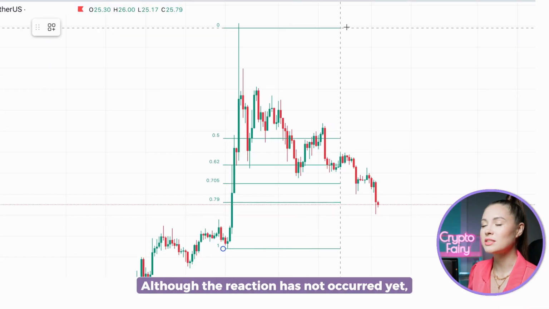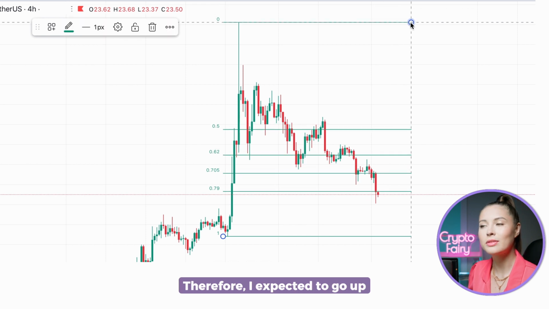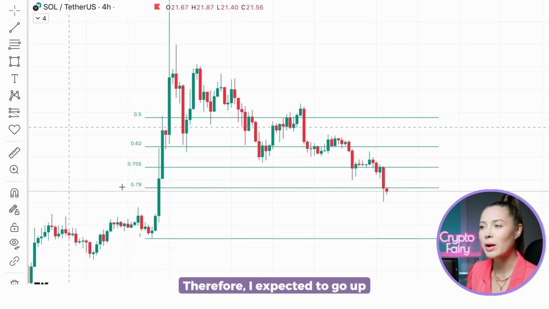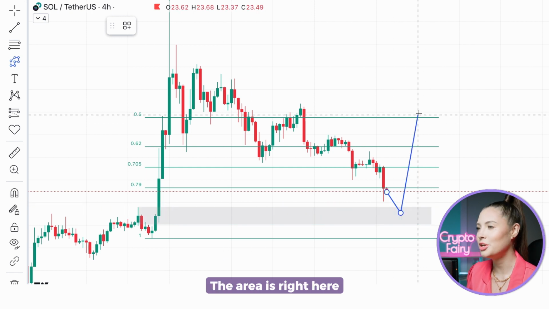Although the reaction has not occurred yet, the price is already below the OTE zone. Therefore, I expect it to go up from this area of interest. The area is right here.